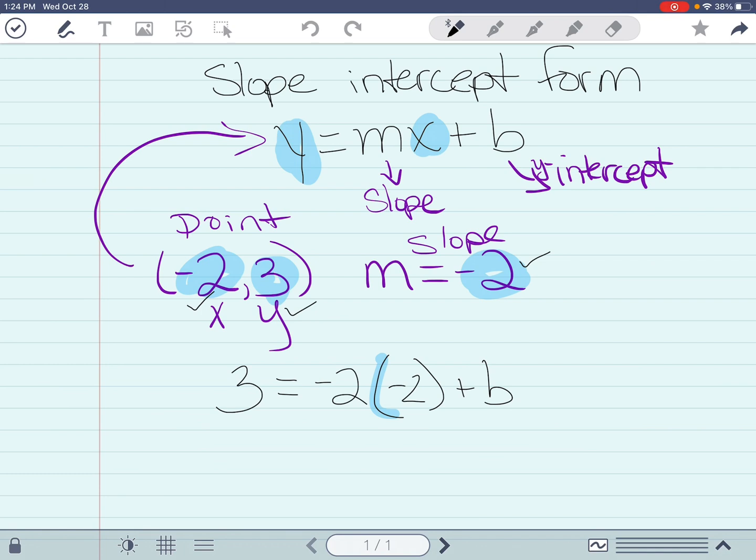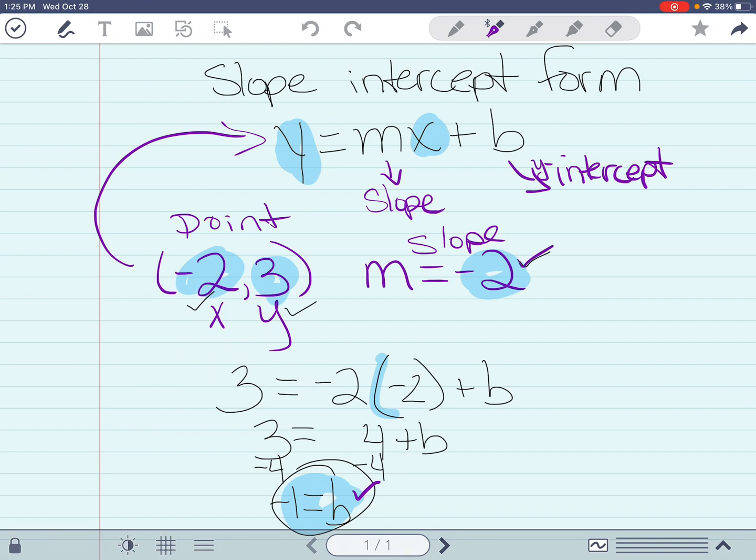So when we do the calculation here, we get 4 plus b equals 3. Then we realize we have to find out what b equals. Well, we use inverse operations to isolate b by subtracting 4. So b would equal -1. Now we've got all the information we need to write the equation of this line in slope-intercept form. We have the b and we have the slope.